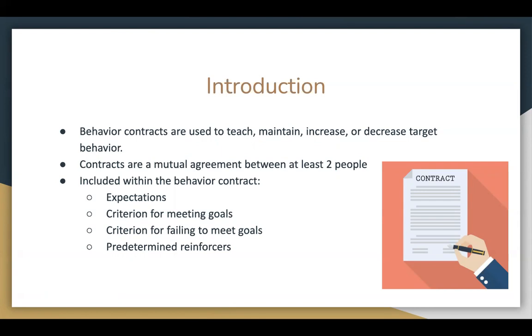Some things that need to be included in a behavior contract are the expectations. These should be very explicit, very clear, basically listing what needs to be done. Criterion for meeting goals, the criterion for failing to meet goals, and predetermined reinforcers that are decided between the two people.